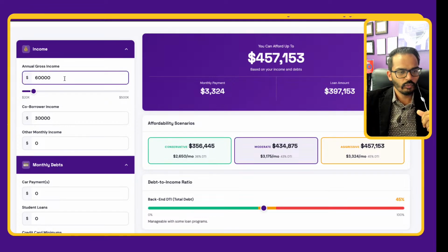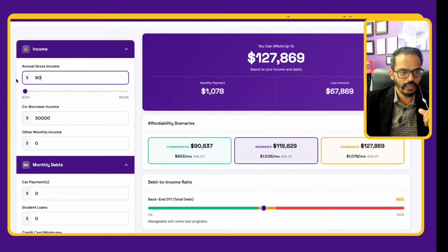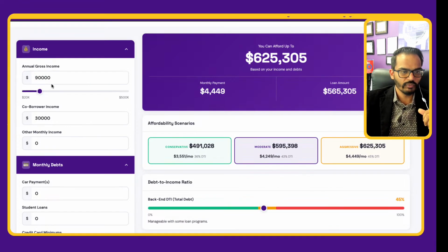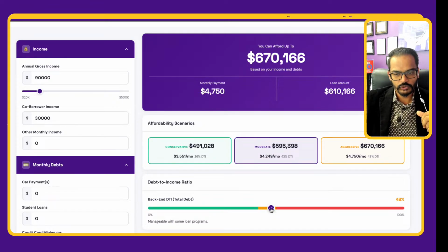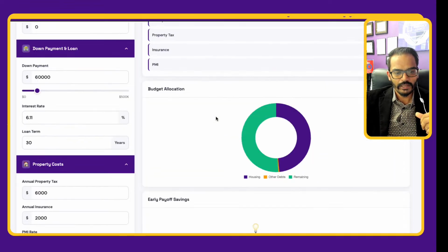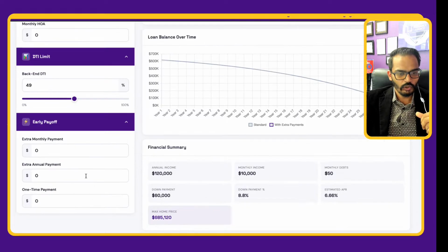So now let's go with the income again. Let's say we increase that income another $30,000. So the first person is making $90,000. The second person is making $30,000. Now we are at $625,000 income at 45%. So again, if they really want to stretch it with a conventional loan, then 685 should be the key, right?